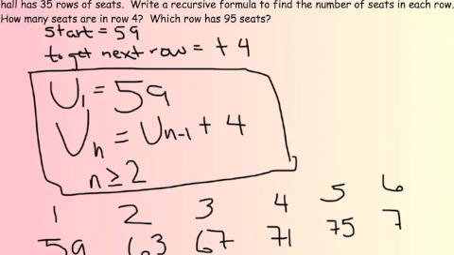Row 5, we will have 75. Row 6 will have 79. Row 7, we will have 83. Row 8, we will have 87. Row 9, we're going to have 91. And then row 10, we're going to have 95. So to answer the questions, how many seats are in row 4? Well, there are 71 seats. Which row has 95 seats? Row 10.